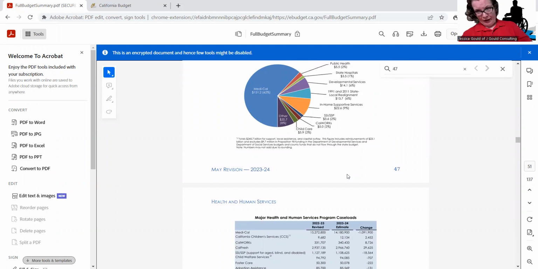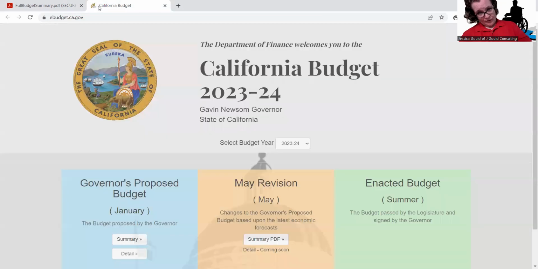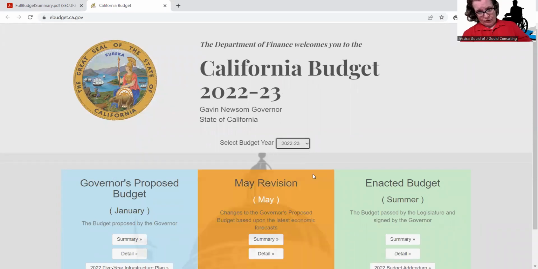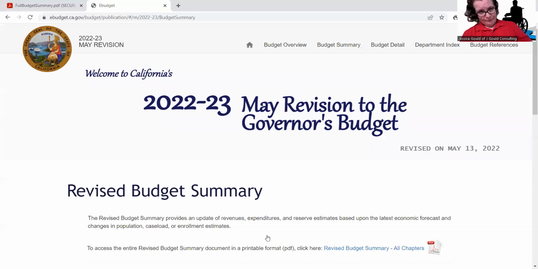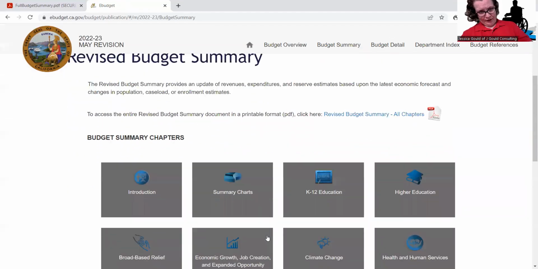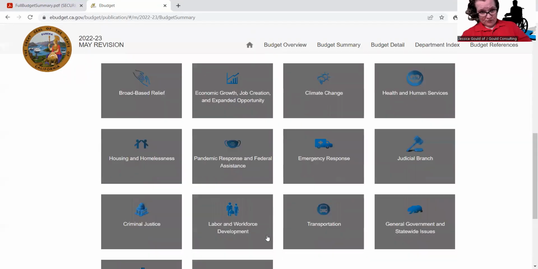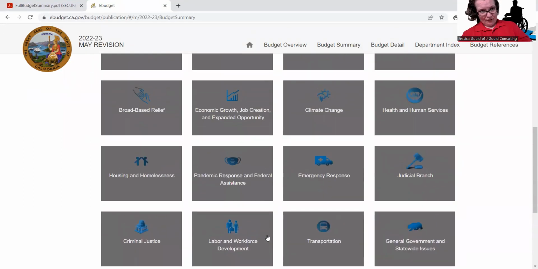If you were to compare it, I am going to go back to the May revise and just this page here. So this is 2023. And just as a comparison, I want those watching this video to understand the rough change rate within the system overall. So we're comparing it by years. We just did this year, revised budget summary, and ooh, it looks a little different, sorry.